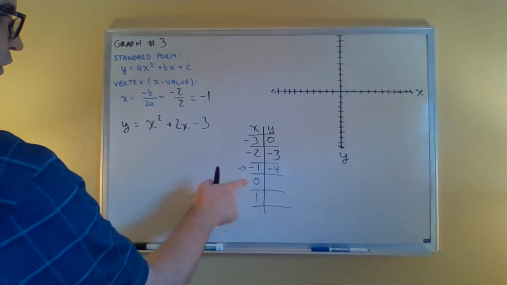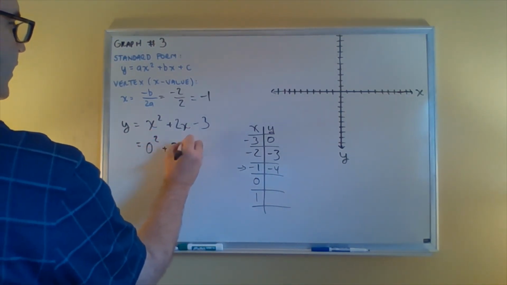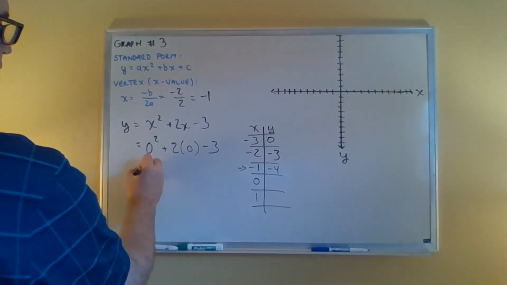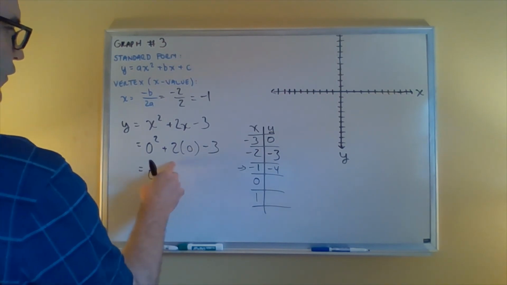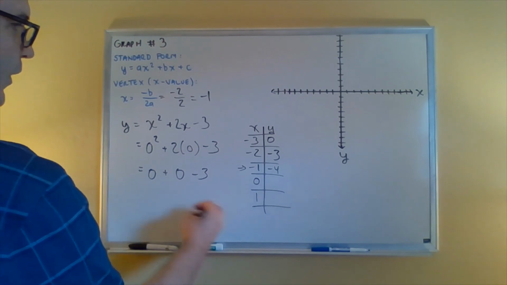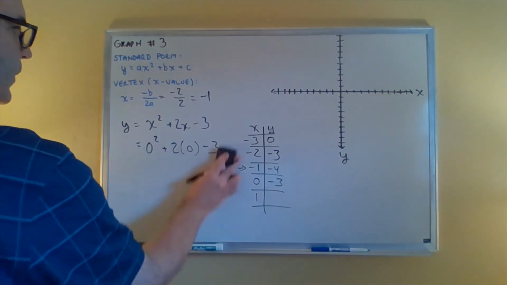Next, we're going to plug in 0 for x. So we have 0 squared plus 2 times 0 minus 3. Well, 0 squared is 0. 2 times 0 is 0. Minus 3. So 0 plus 0 minus 3 is negative 3. So when x is 0, y is negative 3.